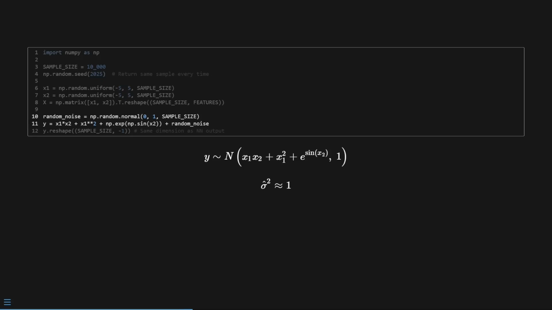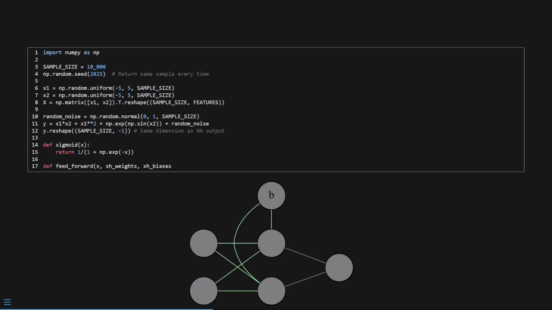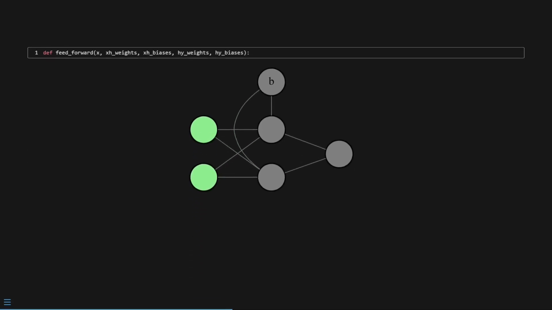Now we define the activation function. Let's pick sigmoid. The linear combinations thing I just showed you before is called feed forward or inference. To implement it, we need the data points, we need the weights and biases that get us to the hidden layer, and we also need the weights and biases that take us from the hidden layer to our prediction. Let's assume the weights are already transposed.